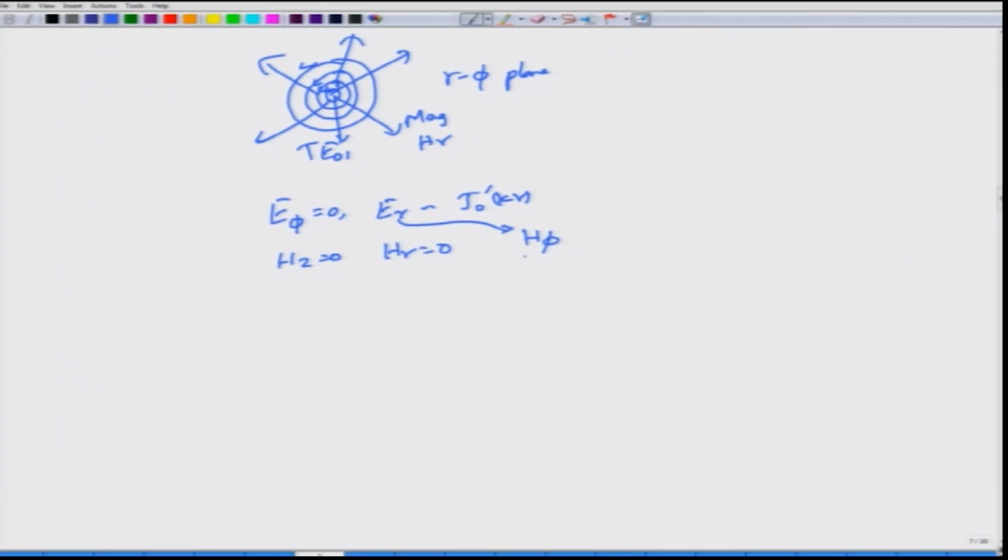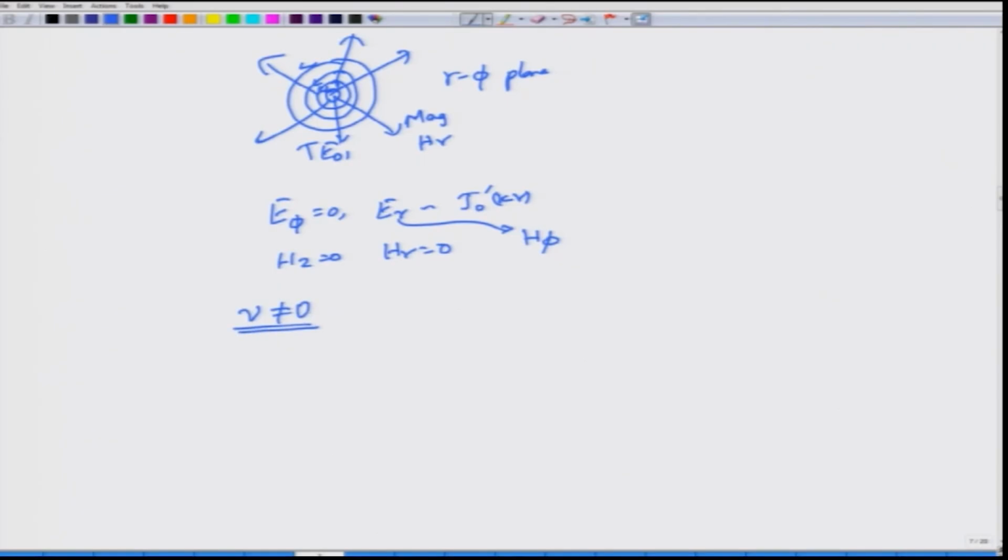So, these are the solutions which are very special solutions for the case of transverse electric and transverse magnetic modes, for the case where nu equal to 0. But in general, when nu is not equal to 0, you will have other solutions.